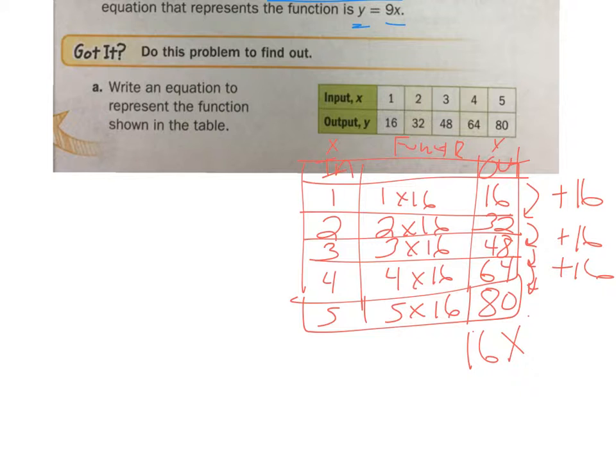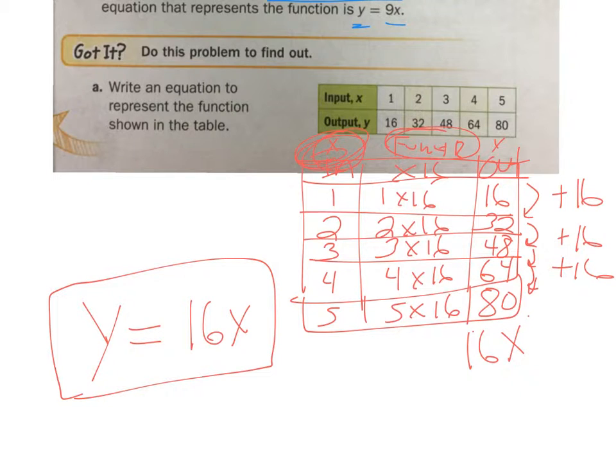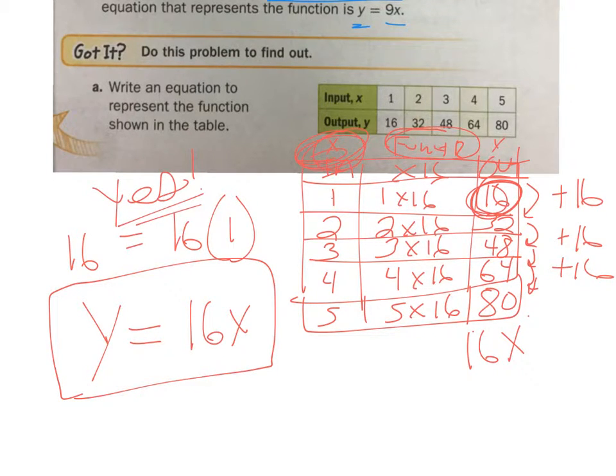So my function is y equals whatever x is times 16. So y equals 16x. And there is my equation to figure out what y is. Because I'm going to test it. I know y is 16 on the first one, and I know 16 times x, where x is 1, equals 16. Do those equal? Yes. So we got an equation then.